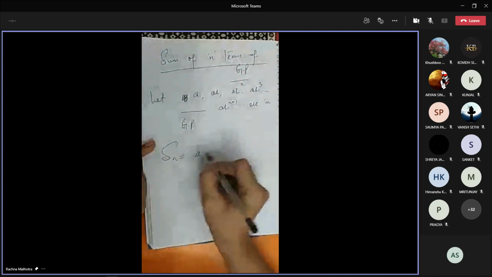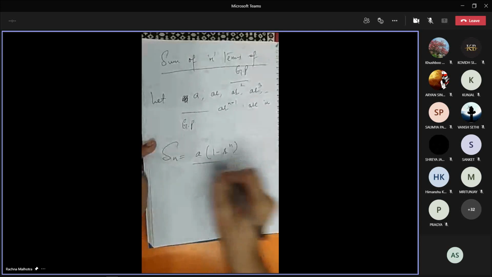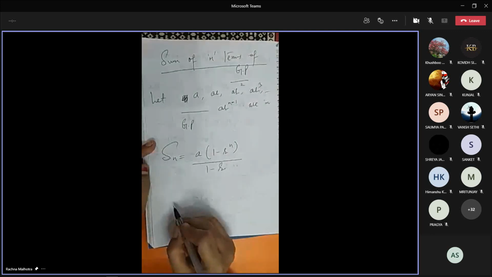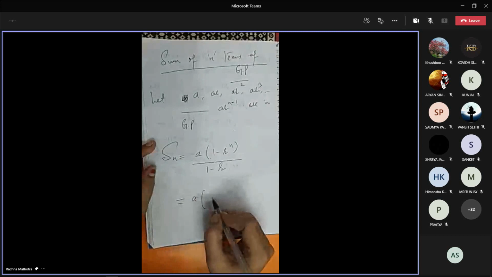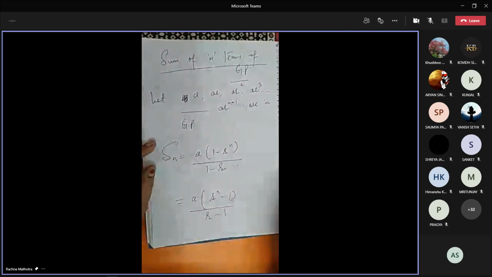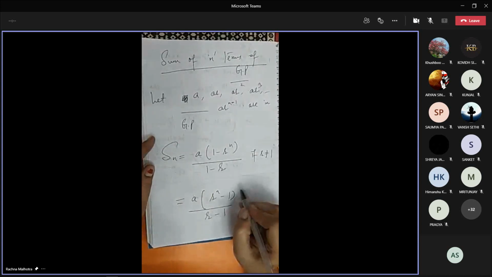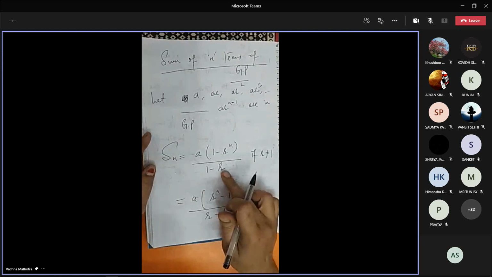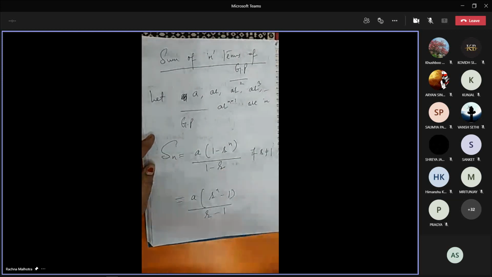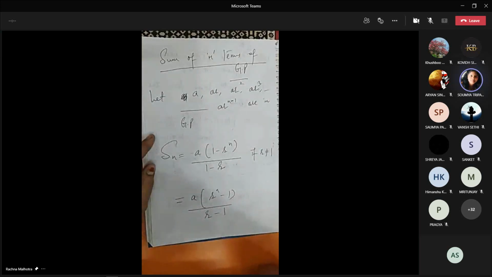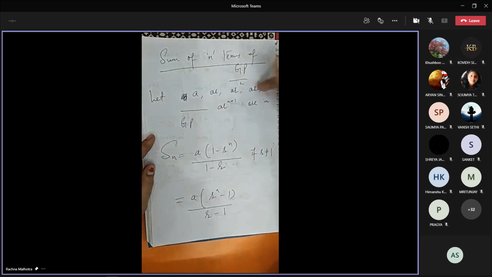The formula is A multiply 1 minus r to the power n by 1 minus r, or you can write it as r to the power n minus 1 by r minus 1, r is not equal to 1. The condition is r is not equal to 1, because if r becomes 1, what will be the sum? Please tell me. Ma'am, it will be not defined as the denominator will turn 0. नहीं, वैसे भी अगर r 1 हो जाएगा तो यहाँ पर भी देखकर बताओ what will be the sum.